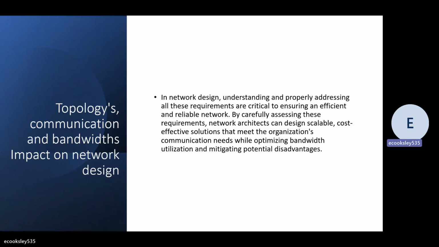So next I'm looking at topologies and communication. I'm looking at the impact of the previously mentioned three on network design. In network design, understanding and properly addressing all these requirements are critical to ensuring an efficient and reliable network. By carefully assessing the requirements, network architects can design scalable and cost-effective solutions that meet the organization's communication needs while optimizing bandwidth utilization and mitigating potential disadvantages.